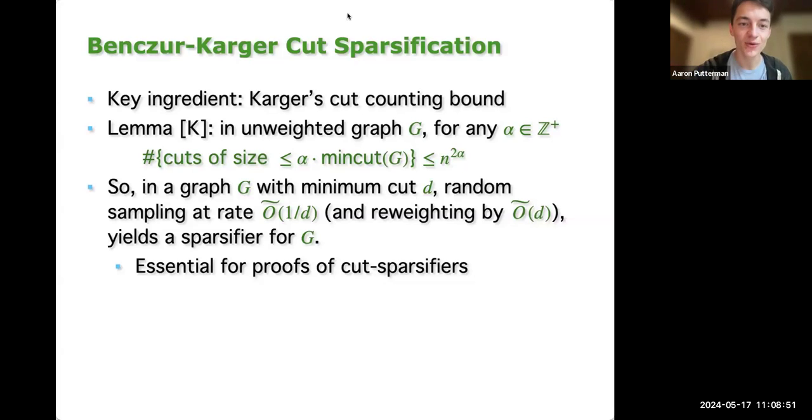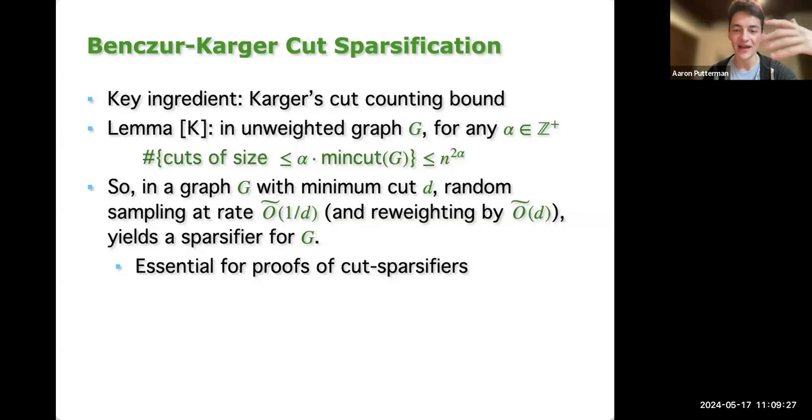And it turns out that the key tool that's used in these sparsification results is something called Karger's cut counting bound. In particular, it's saying, if we're given an unweighted graph G, and any parameter alpha, which is a positive integer, then the number of cuts of size less than or equal to alpha times the minimum cut of G is at most n to the 2 alpha. So the way to interpret this is that it's some kind of smooth counting bound, in the sense that if we just look at the minimum cut, this will tell you that there's at most n squared minimum cuts.